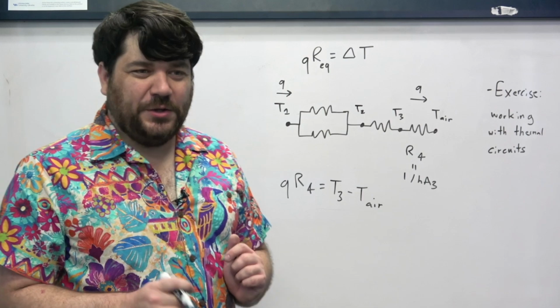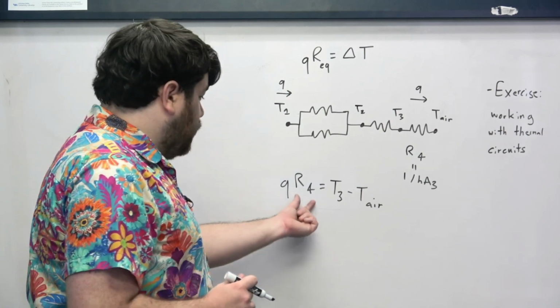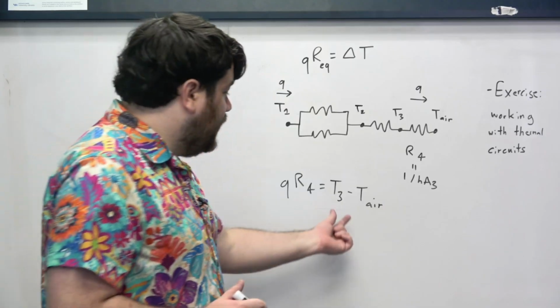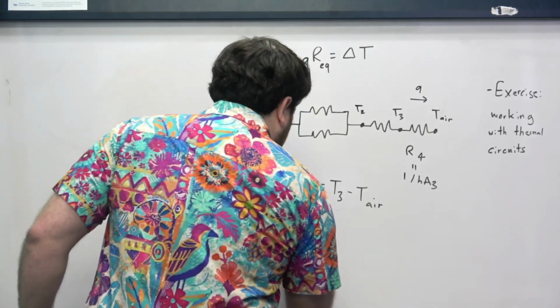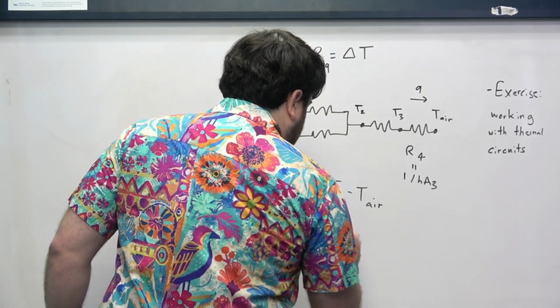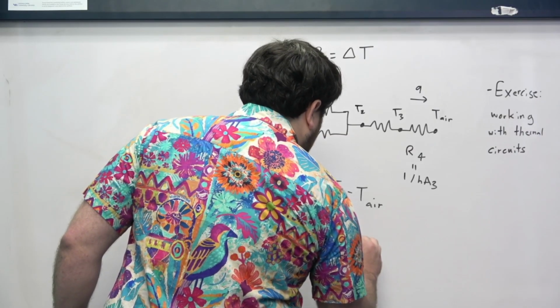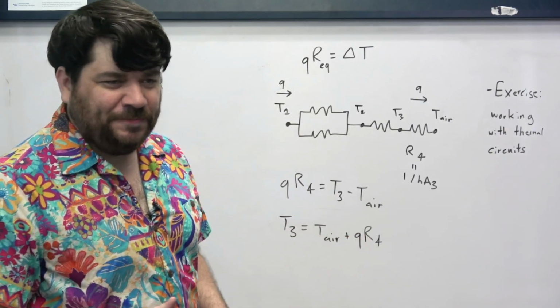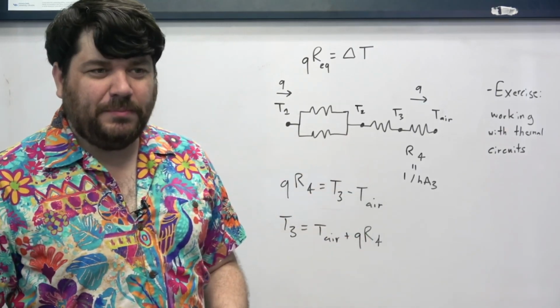And we figured out what the Q was before, right? We knew what the R4 was from the start. We know what the temperature of the air is from the start, but now we can find T3, which is, unsurprisingly, just T air plus QR4. All right, so now we have another temperature. Can we find T2 using the same method? Yes.